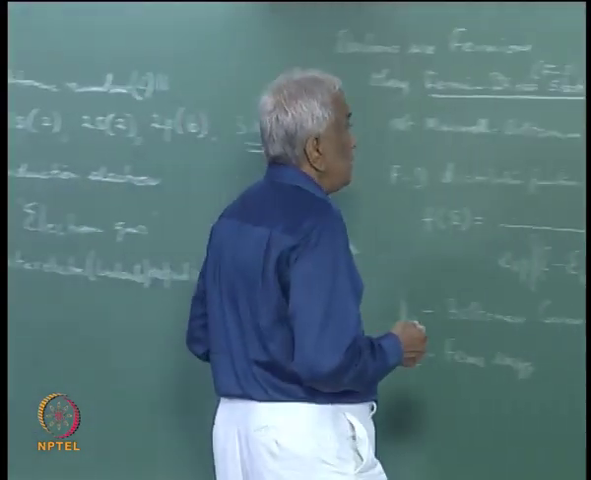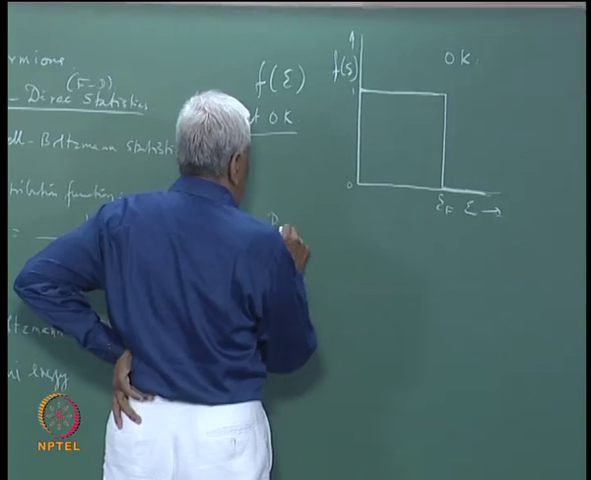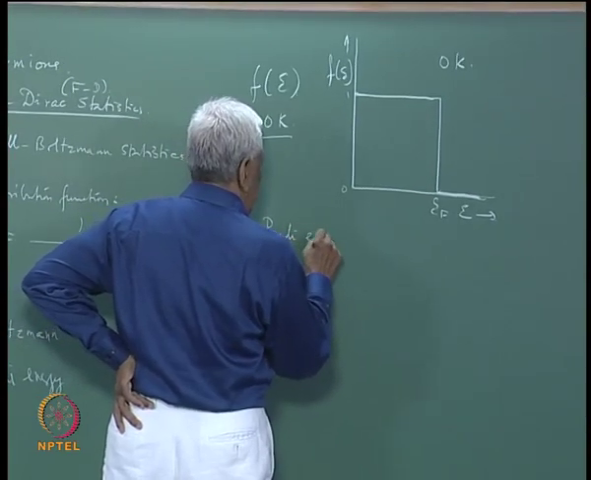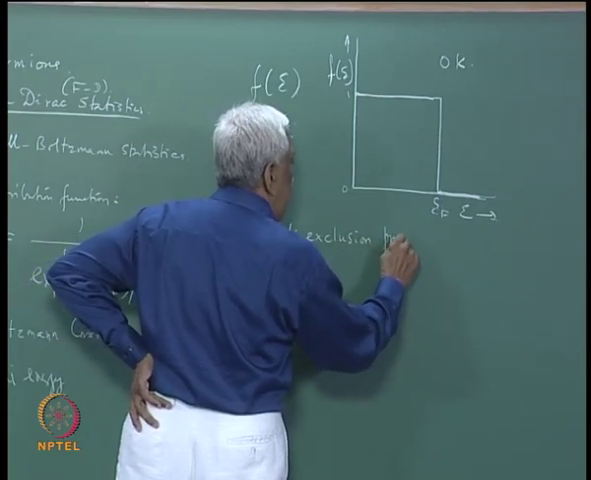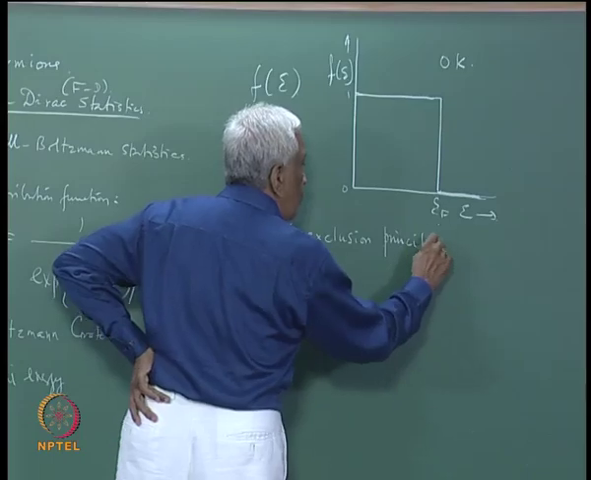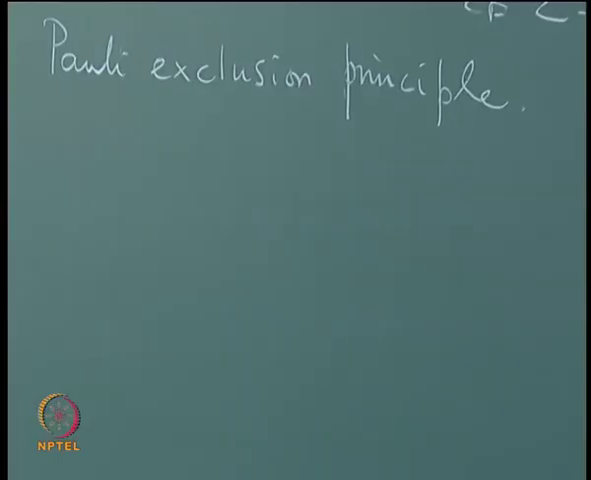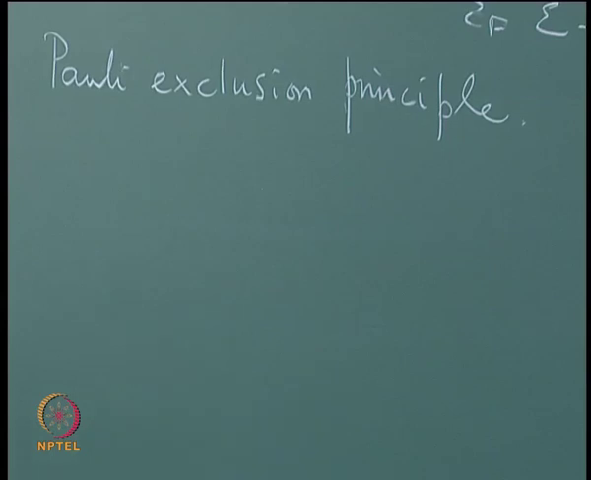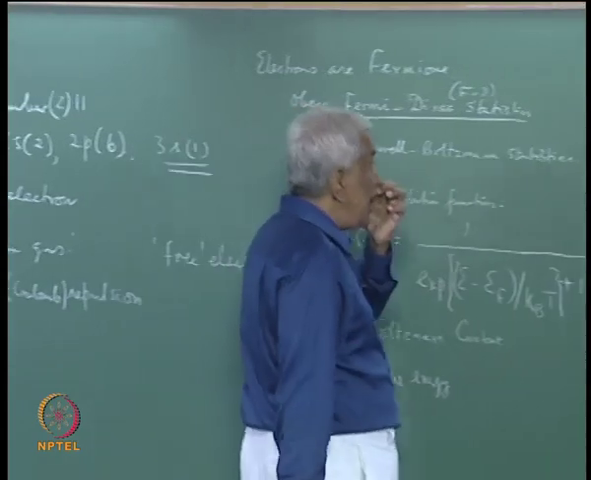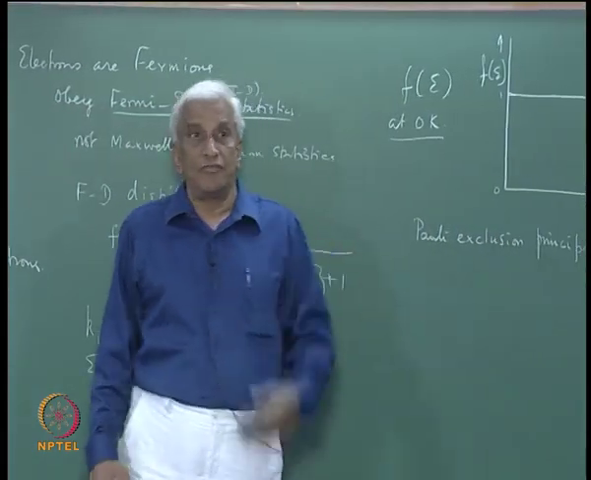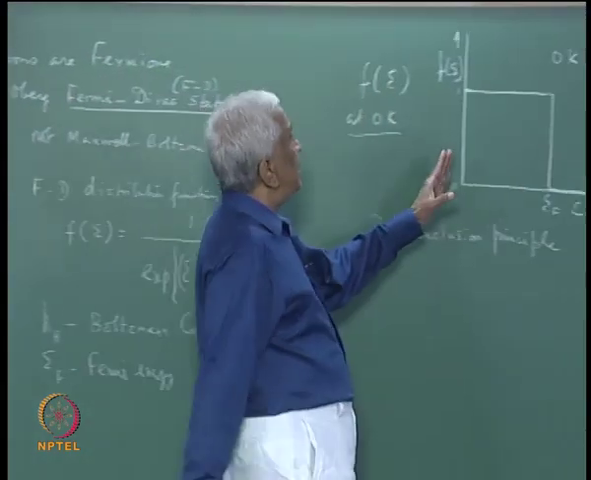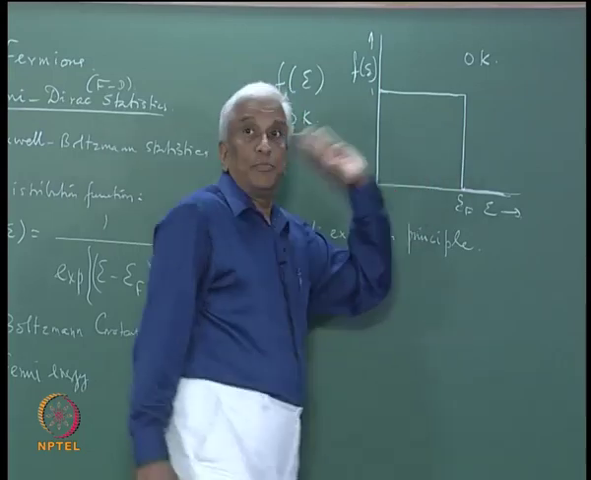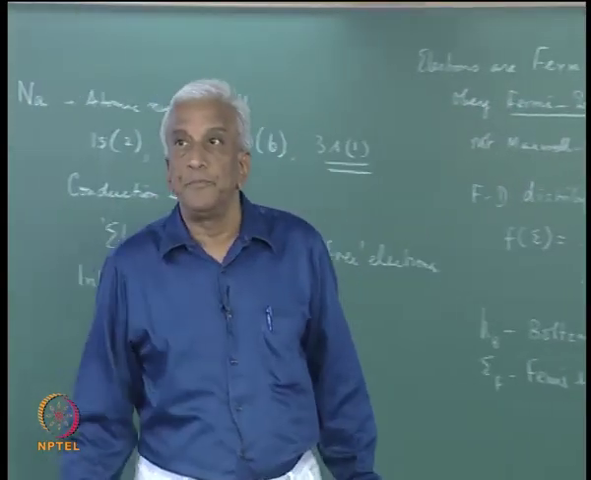This is because the electrons obey what is known as the Pauli exclusion principle. That is why they are fermions. This means that if one state or one energy level is occupied by an electron, then another electron cannot be found in the same state. It is excluded from occupying the same state. So, each state is occupied by an electron, and you have all these states below EF occupied.